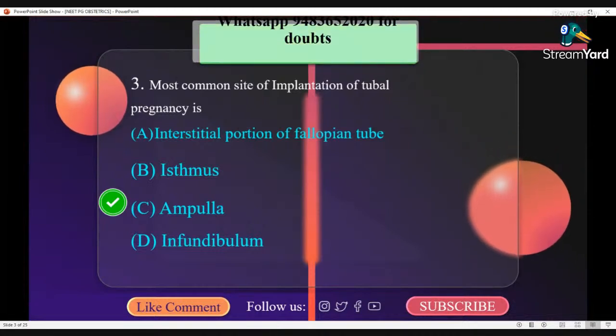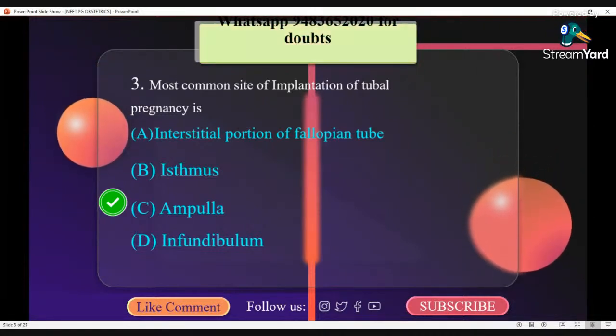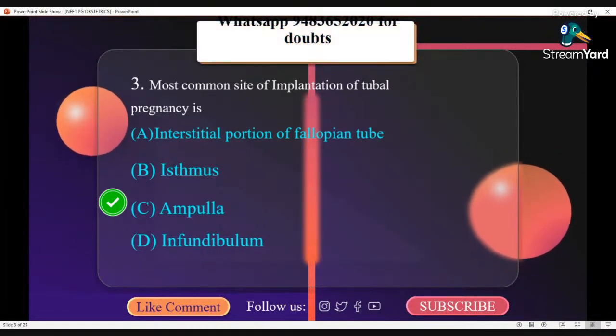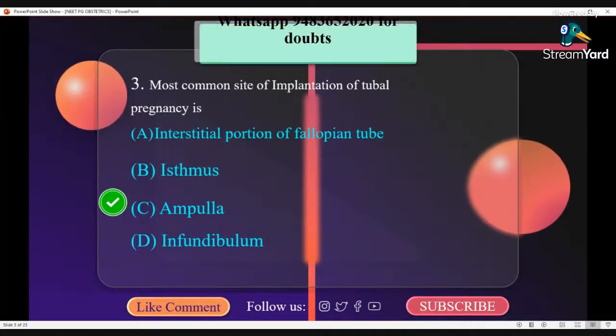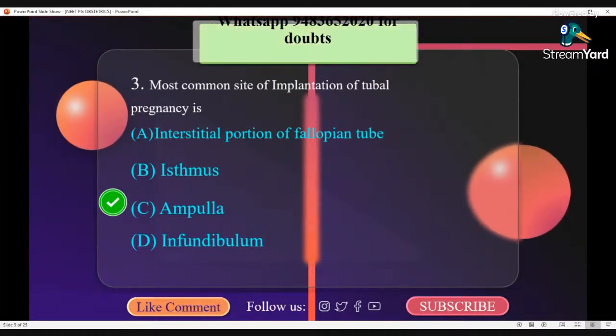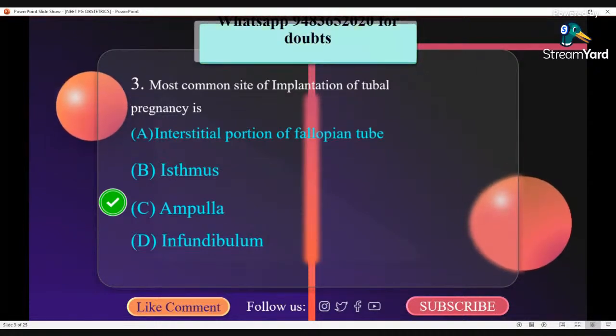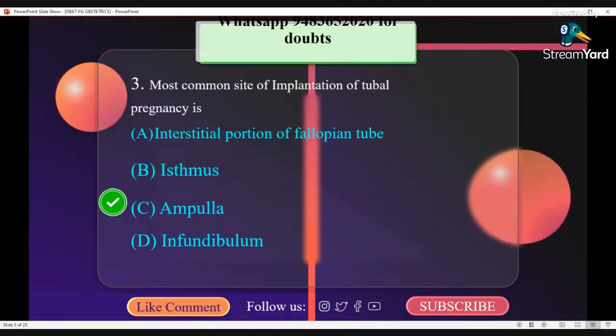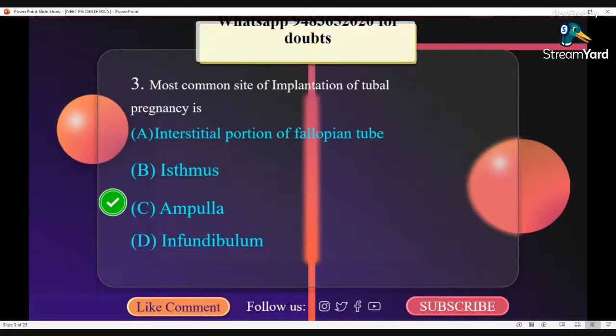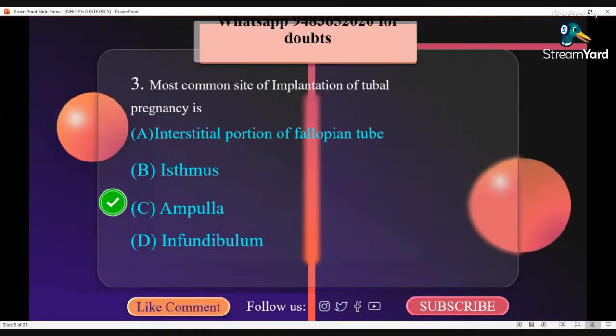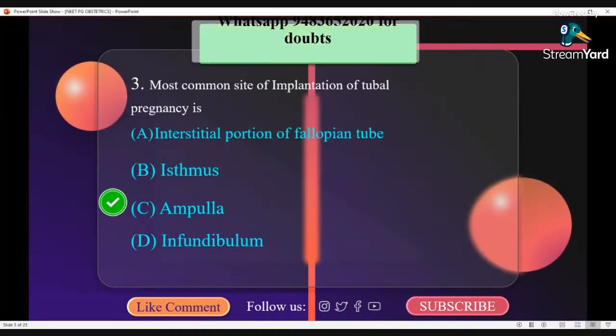Can anybody tell what is the maximum propensity to rupture in case of ectopic pregnancy? It is the isthmic ectopic pregnancy which ruptures very easily. And minimum propensity to rupture is the ampullary ectopic pregnancy. So the most common site of implantation of tubal pregnancy is ampulla.